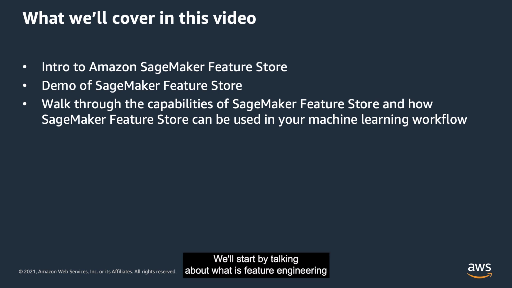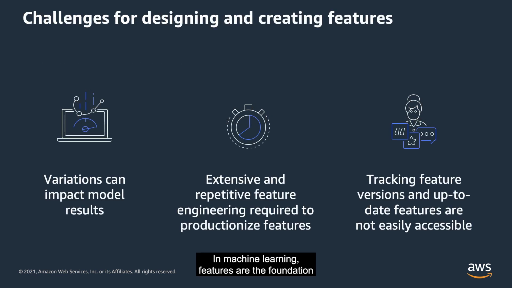We'll start by talking about what is feature engineering and why it is important and challenging. In machine learning, features are the foundation of a high-quality model. Data scientists and developers can easily spend 60% of their time designing and creating features. And this process often requires a few iterations until a model reaches a target level of accuracy.